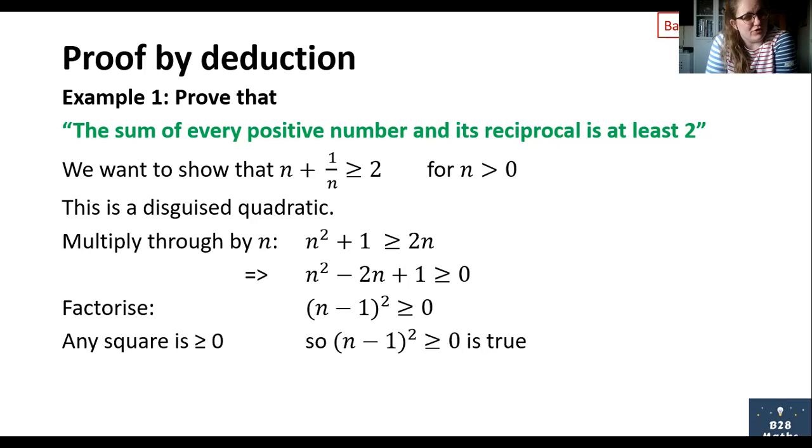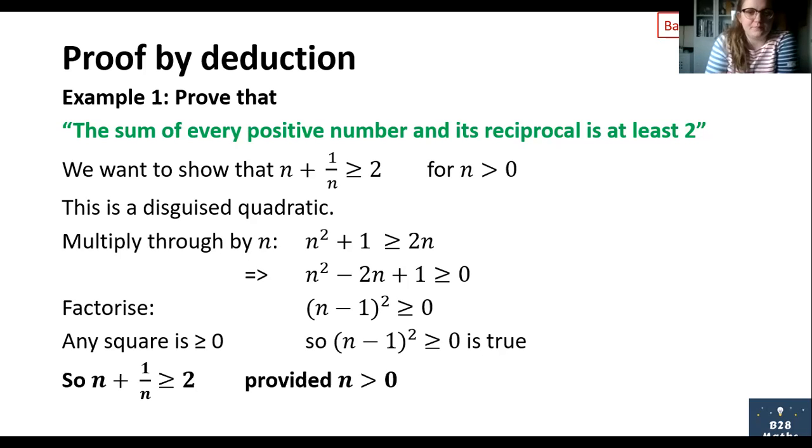And any square is greater than or equal to 0. So therefore, n minus 1 squared greater than or equal to 0 is true. The point is, we're working through this quadratic equation to get to the point where we can prove that the sum of every positive number and its reciprocal is at least 2. Any square is always greater than or equal to 0, so n minus 1 squared is always going to be greater than or equal to 0. So that is true.